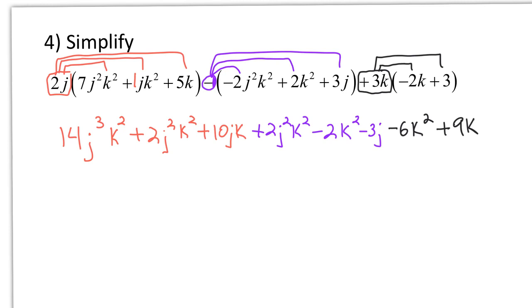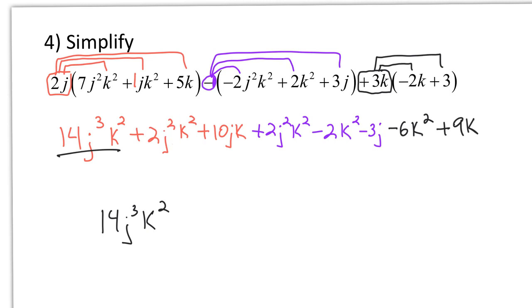And you always want to start with the variables that have the highest exponent. So I'm looking at the j's. There's a j here, and there's another j over here. The one with the highest exponent is cubed. So I'm going to look for another term that has a j cubed and a k squared, because that's going to be a like term with this term right here. So this one, nope, not a j cubed, nope. So this is the only one we had that has a j cubed k squared. So this term, we're going to bring it down: 14j cubed k squared.